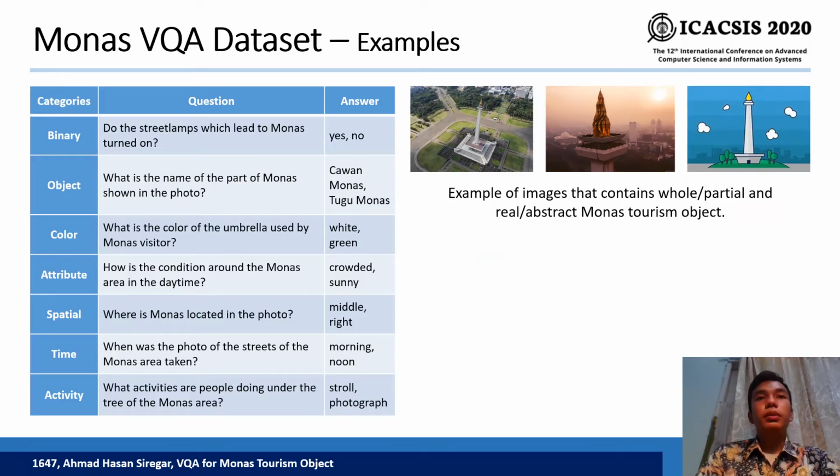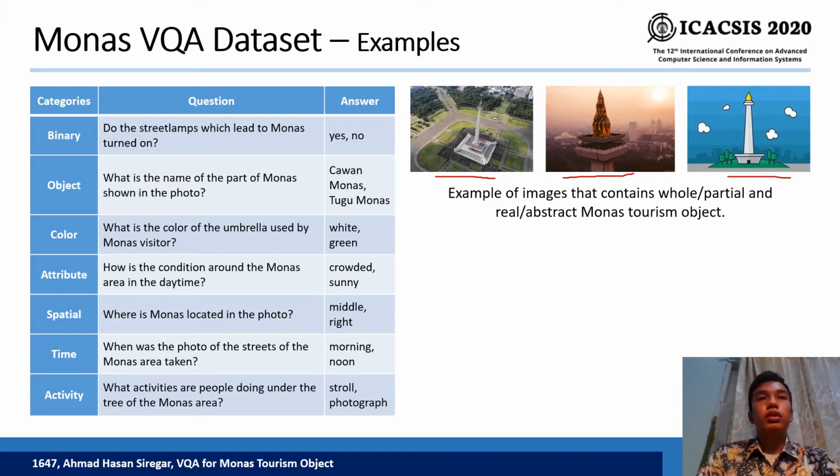These are some examples. We can see on the right side, the first two images contain real Monas. This one contains a real Monas object, a whole Monas object. This one contains real and partial Monas objects, while this one contains an abstract Monas object.